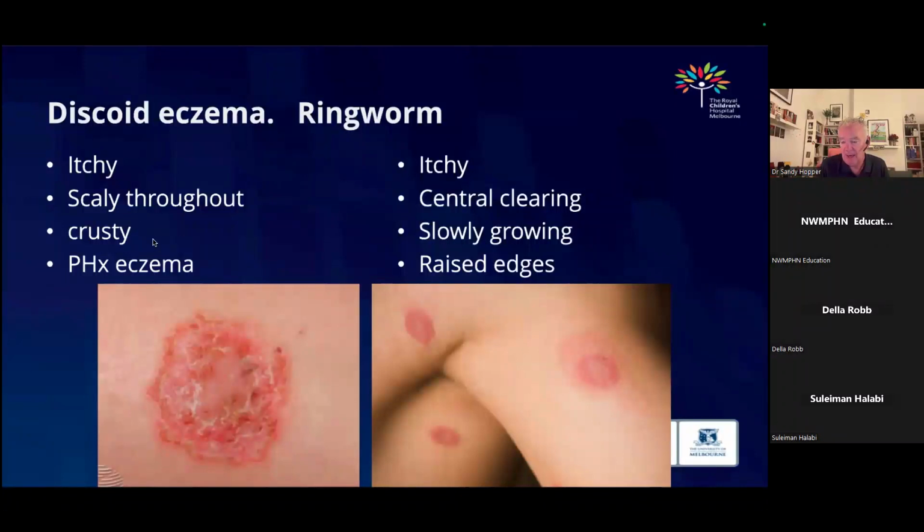It's in a kid who's had eczema, and there's possibly a bunch of different lesions, all of roughly the same age, whereas these ones come up in different ages. That's how to tell the difference according to the textbooks. It's not always that simple.